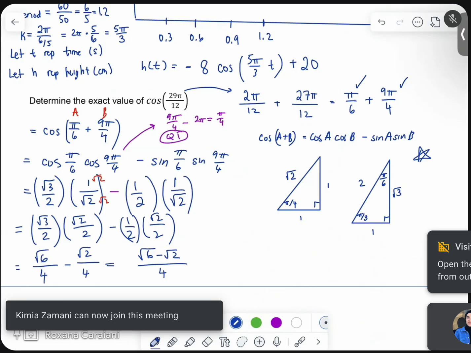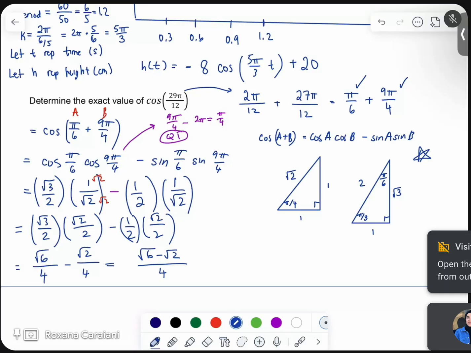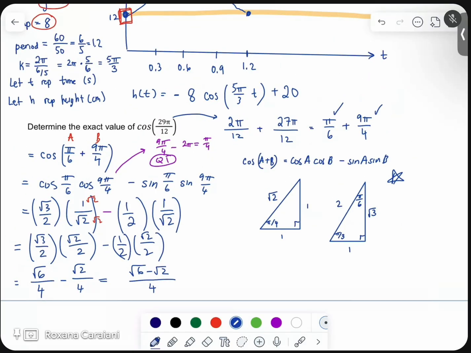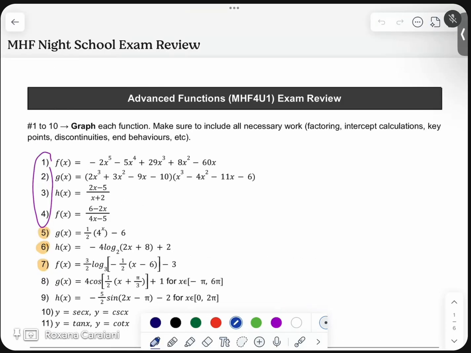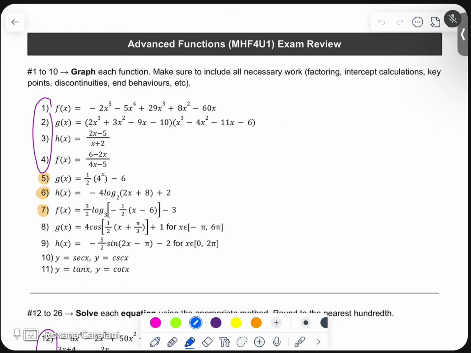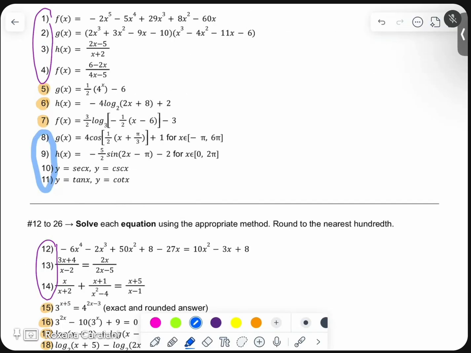Okay, so that's kind of it for our trig-specific exam review. Obviously I didn't go over everything, I just did a few key things. I'm going to go to our exam review, and just like I did the other nights, I'm going to highlight the trig specific things. Now at this point you should be able to finish the rest of the questions. So in terms of graphing, questions 8 to 11 are all trig related graphing questions. I put a cos, I put a sine, I put those reciprocal functions as well.